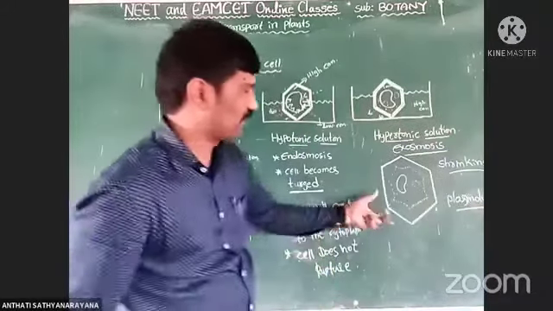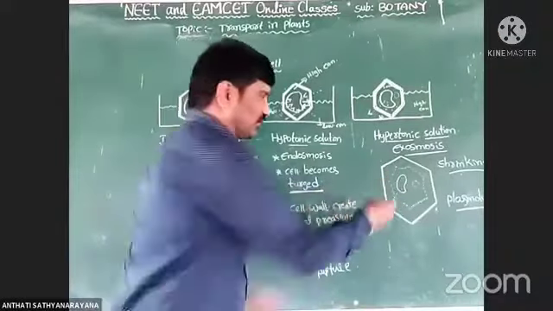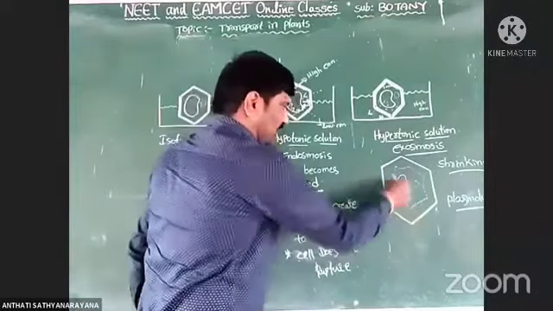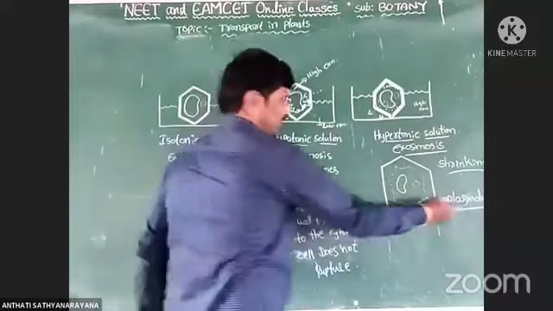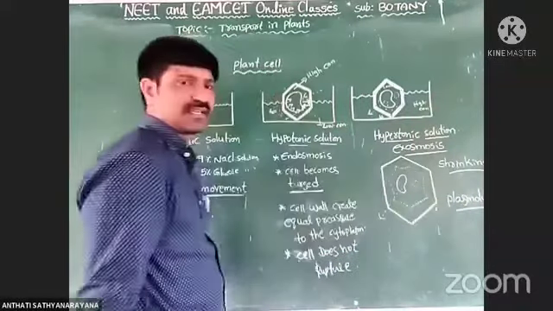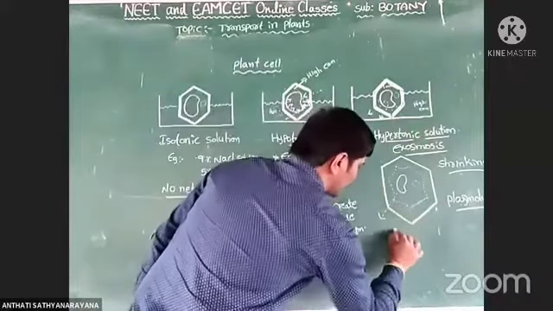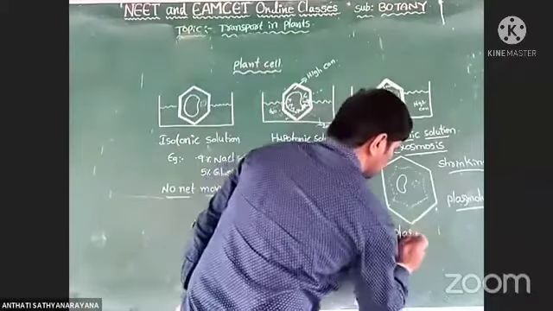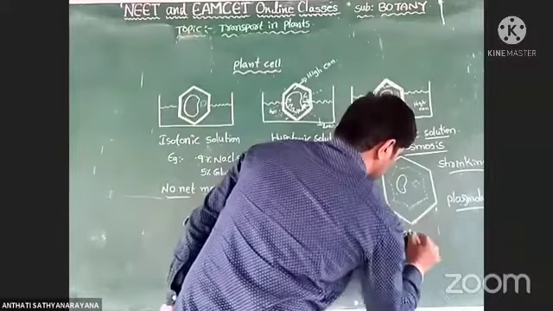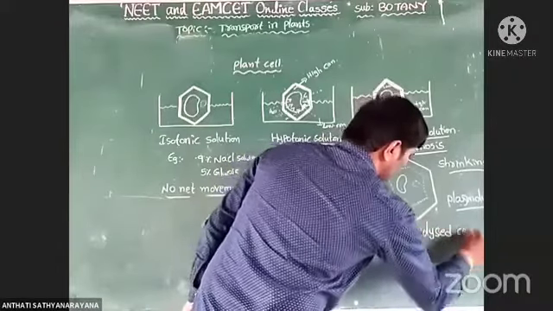Plasmolysis means the process of water coming out from the cell to the outside and shrinking the cell membrane. That process is known as plasmolysis. This cell is known as a plasmolyzed cell.